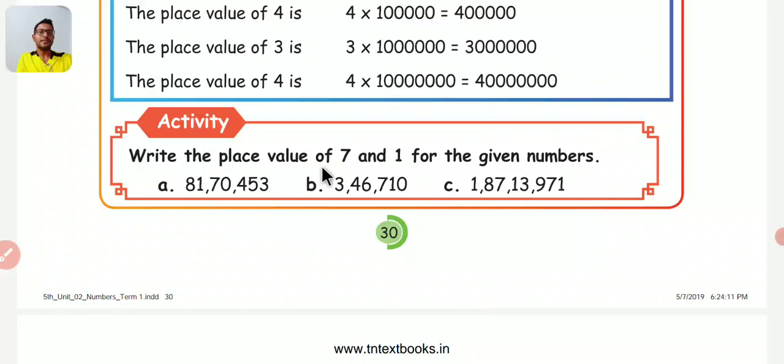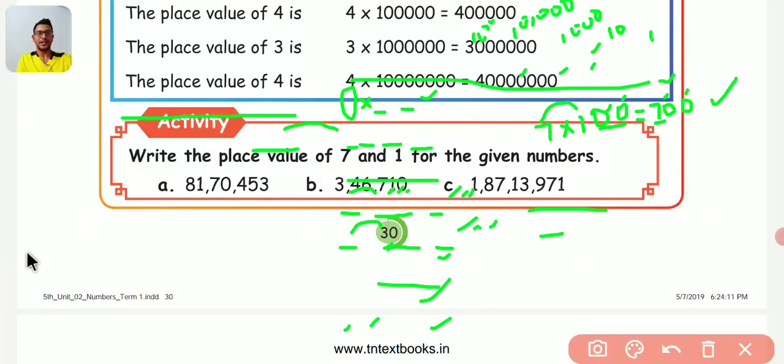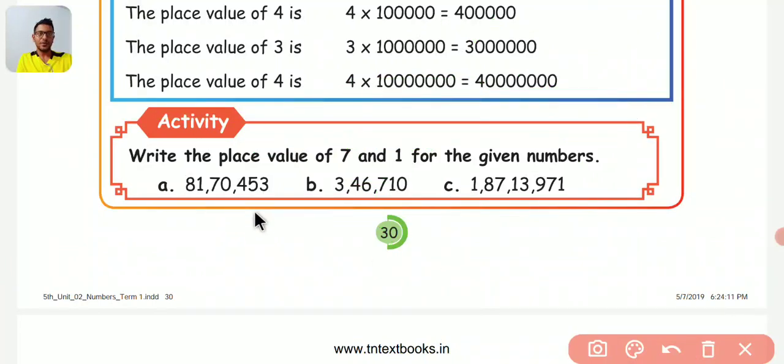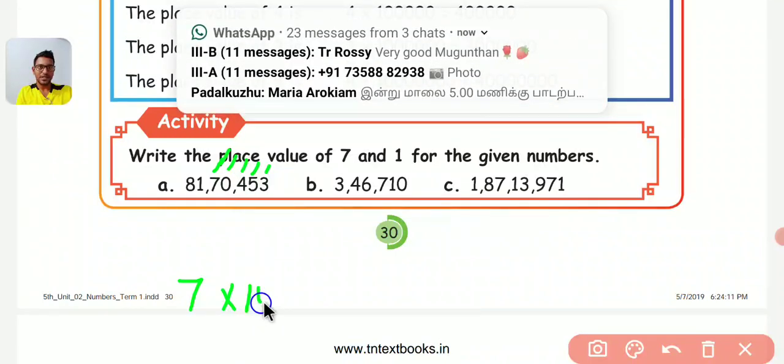Activity: write the place value of 7 and 1 for the given numbers. This is one activity. Now I am going to do one example for you. So, place value of 7 and 1. Where is 7? We have to write the number as itself, 7. Then put the multiplication symbol, cross. And what is the place of 7? This is ones, tens, hundreds, thousands, ten thousands. 7 is in the ten thousands place. So you have to write 10,000.